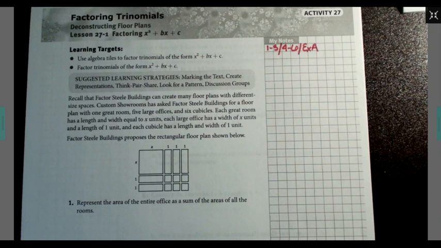All right, today we're going to talk about lesson 27-1, factoring x squared plus bx plus c. It says, recall that Factor Still Buildings can create many floor plans with different size spaces. Custom Showrooms has asked Factor Still Buildings for a floor plan with 1 great room, 5 large offices, and 6 cubicles.